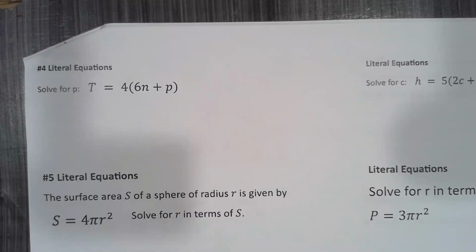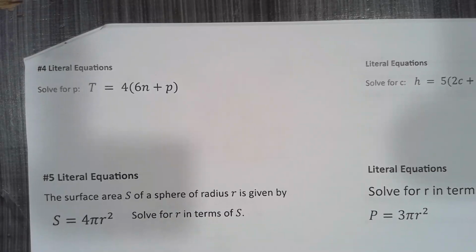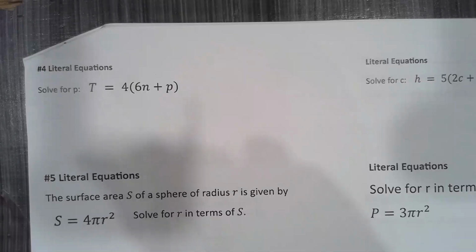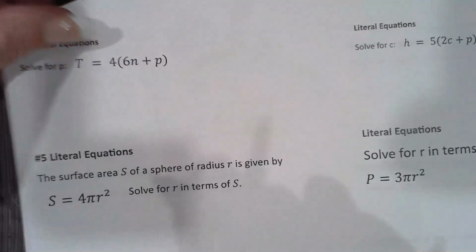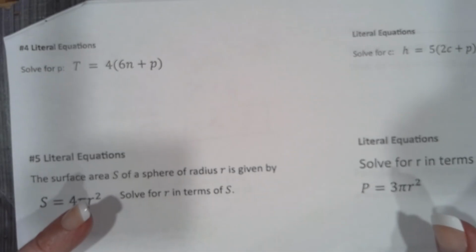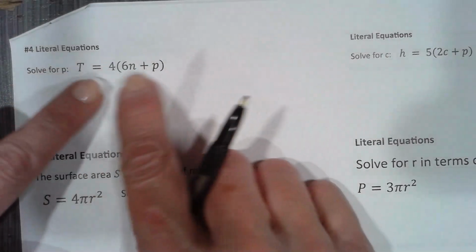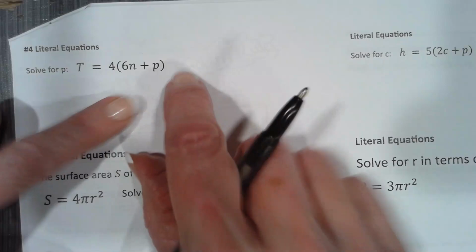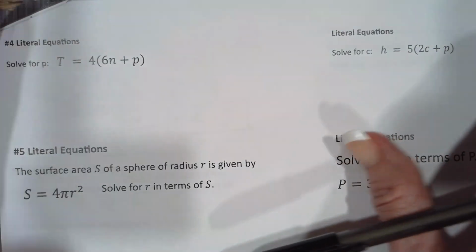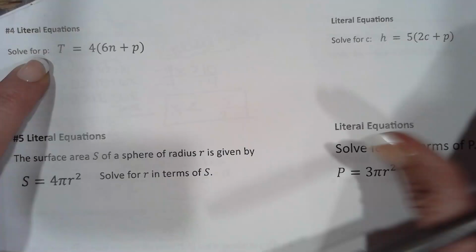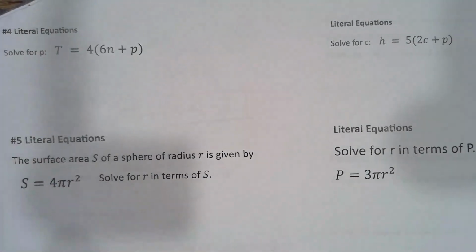The week of March, well, it's probably going to be into April, we're going to do literal equations, okay? So you may not have seen this. Literal equations have more than one variable in them. Notice we got a t and an n and a p, and basically we're just rearranging them. So notice this says solve for p.